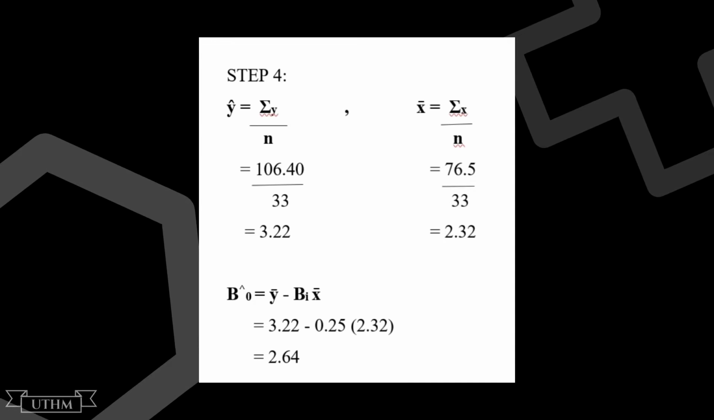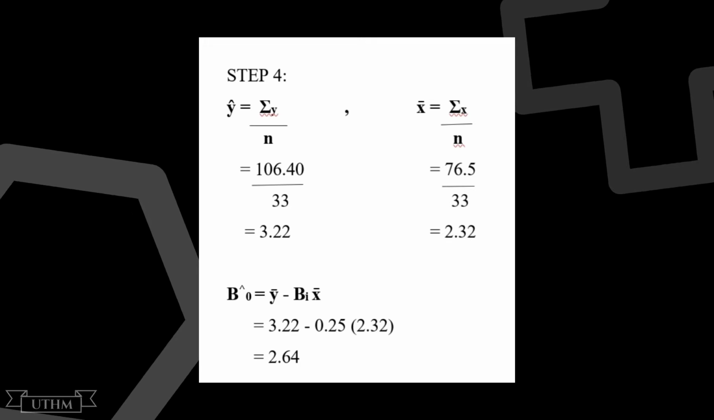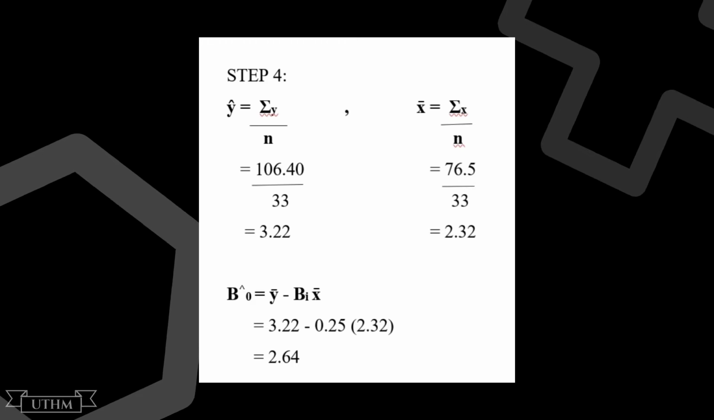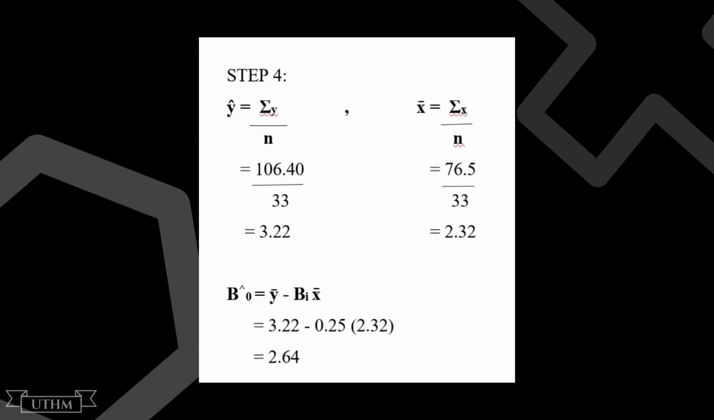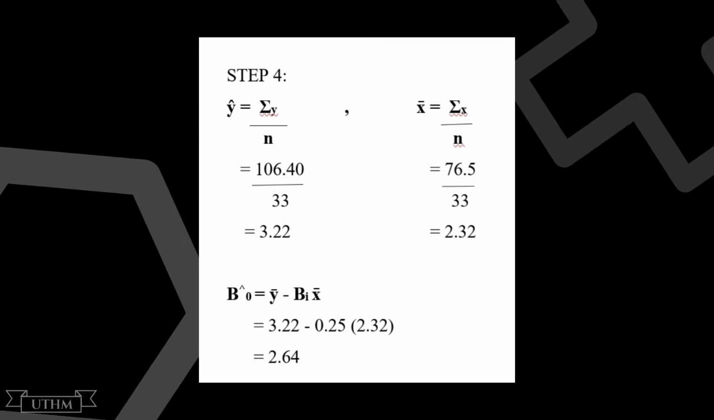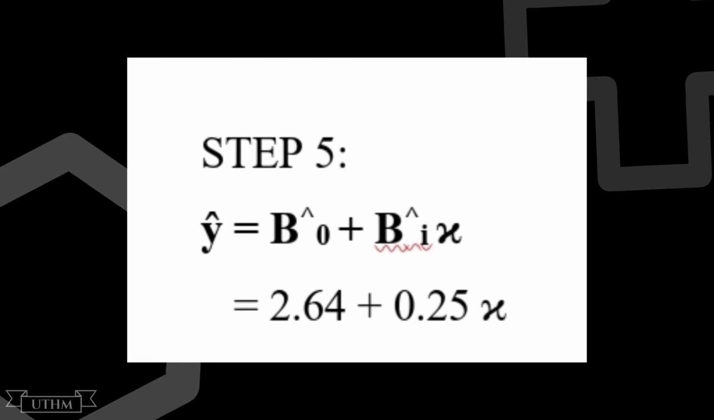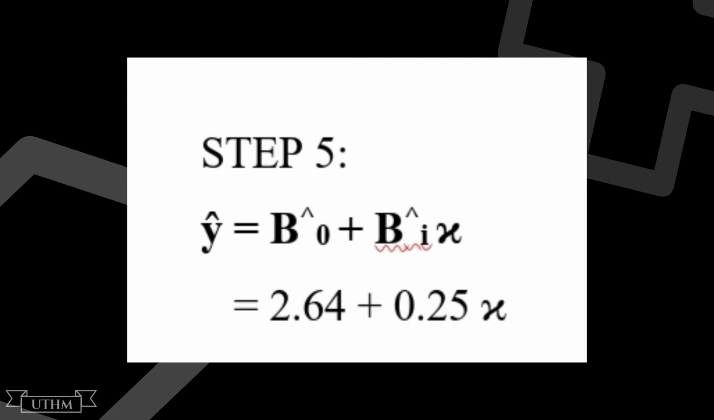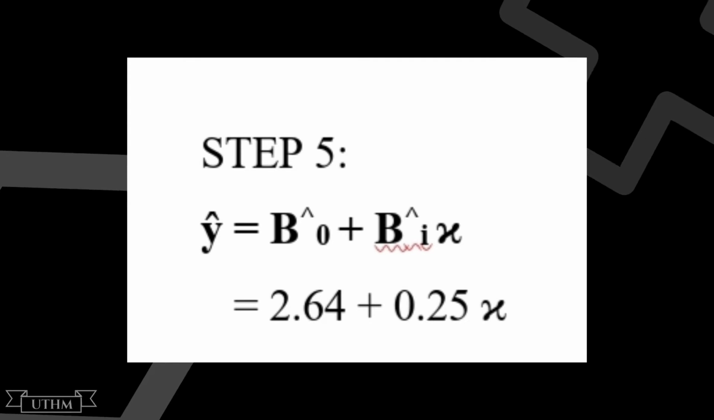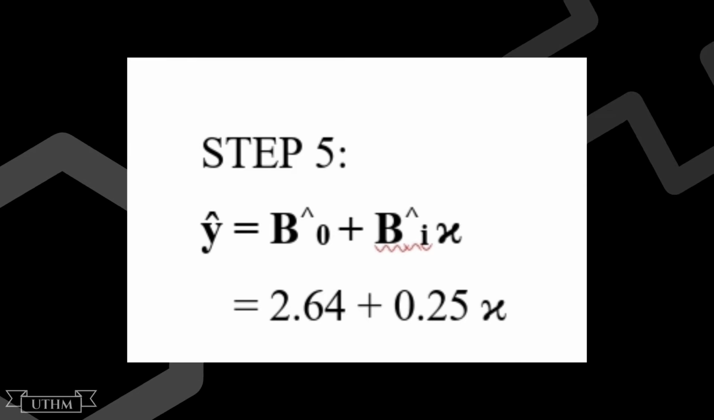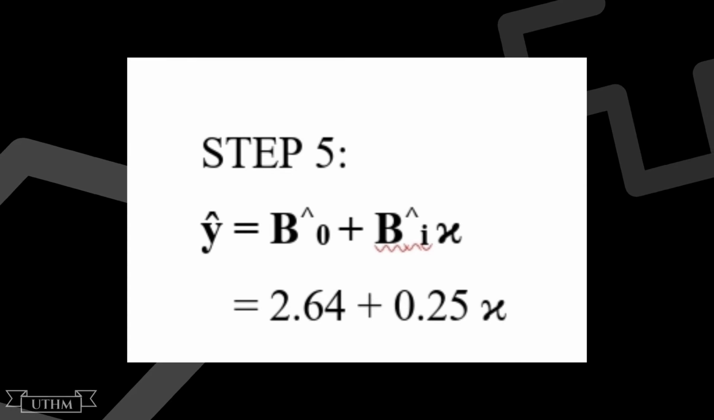For beta 0, the formula is y bar minus beta 1 multiplied with x bar. So beta 0 is equal to 3.22 minus 0.25 multiplied with 2.32. The value for beta 0 is 2.64. The last step is step 5. The formula for y hat equals beta 0 plus beta 1 multiplied with x, which is 2.64 plus 0.25x.